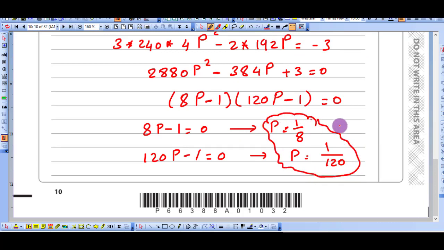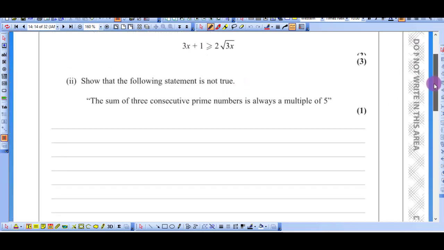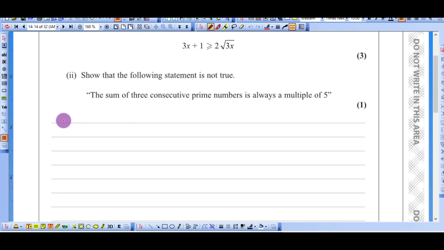Okay? Use algebra to prove that for all x bigger than or equal to 0, 3x plus 1 is bigger than or equal to 2 square root of 3x. So to prove this one, this is part I. Now we have x bigger than or equal to 0. So 3x plus 1 is all the time bigger than 0. And 2 square root of 3x is all the time bigger than or equal to 0. So both are positive values.